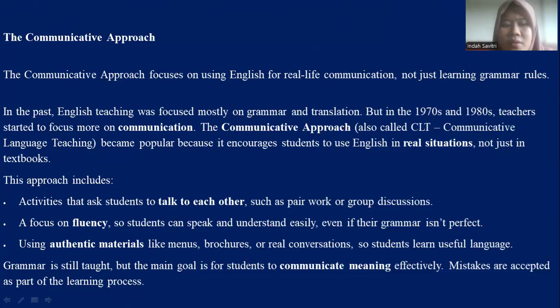This approach includes, the first one, activities that ask students to talk to each other, such as pair work or group discussions. A focus on fluency, so students can speak and understand easily, even if their grammar isn't perfect. Using authentic materials like menus, brochures, or real conversations so students learn useful language. Grammar is still taught, but the main goal is for students to communicate meaning effectively. Mistakes are accepted as part of the learning process.